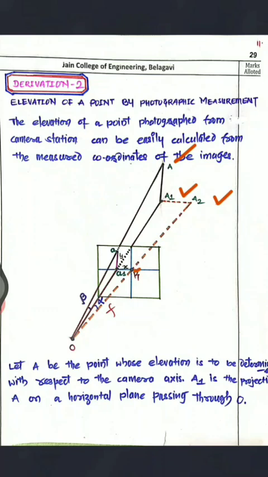Here the angle between this and A1 we are going to call beta, that is the vertical angle, and the angle between A1 and A2 we are going to call alpha, that is the horizontal angle. F is the distance OK, the focal length, right? Let A be the point whose elevation is to be determined with respect to the camera axis. A1 is the projection of A on a horizontal plane passing through O.